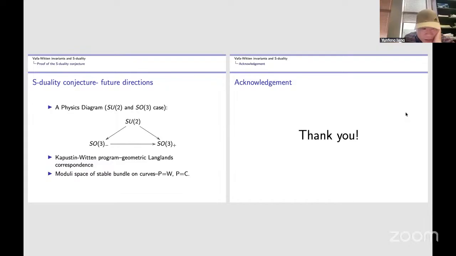Now the next: I have a long-time picture in my mind, the so-called Kapustin-Witten program. This is really the geometric Langlands correspondence, which in their 2006 paper, Kapustin-Witten, they call the geometric Langlands correspondence and the modular Higgs bundle system, something like that. In that case, they really talk about how to relate the S-duality to the Langlands duality.